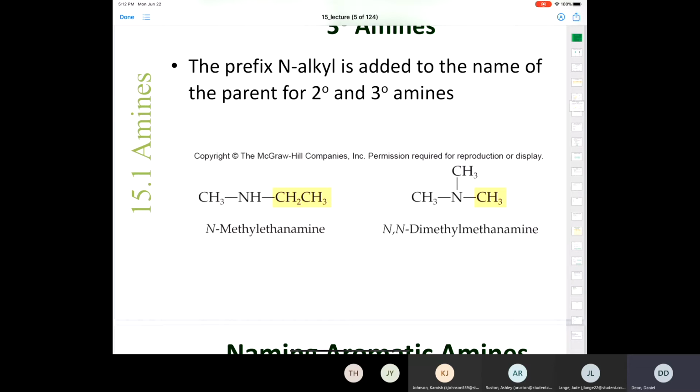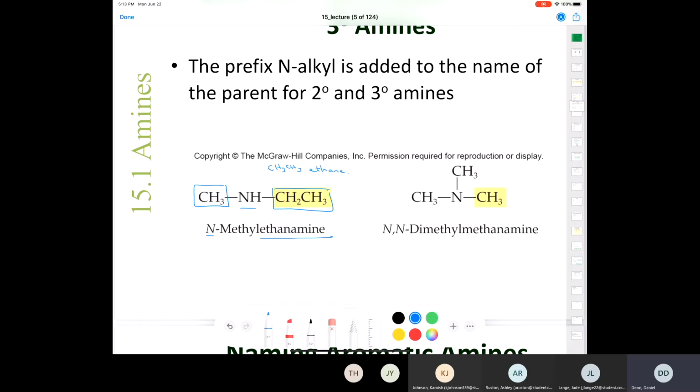And it says the prefix N-alkyl is added to the name of the parent for secondary and tertiary amines. So again, we find the longest carbon chain, and whatever alkyl or aryl group that we have on there, we name it N, whatever that group is. So here's the longest carbon chain in this molecule. It's an ethyl group, right? So if we have this molecule, CH3CH3, that is ethane, and since I have an amine on here, it's ethanamine. So we've got that part, and then we have a methyl group. We don't call it methylethanamine. We say N-methylethanamine, with a capital N and a hyphen.